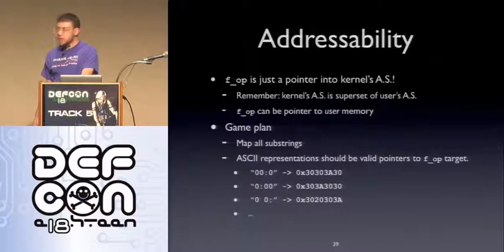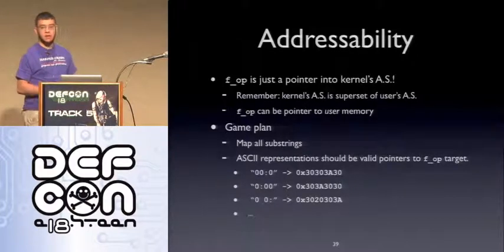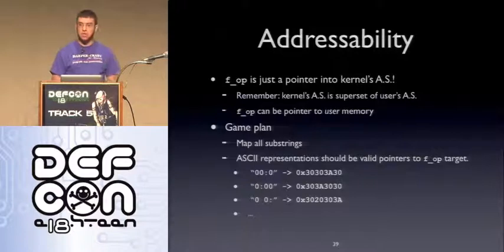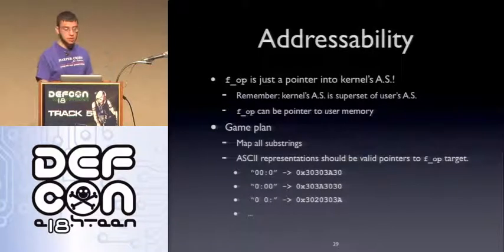Well, FOP is just kind of a pointer into the kernel's address space, okay? It's dereferenced by the kernel, and since the kernel thinks that it controls it usually, it doesn't do any checking on it, and that's okay. That's all right, because the kernel is supposed to be controlling this.